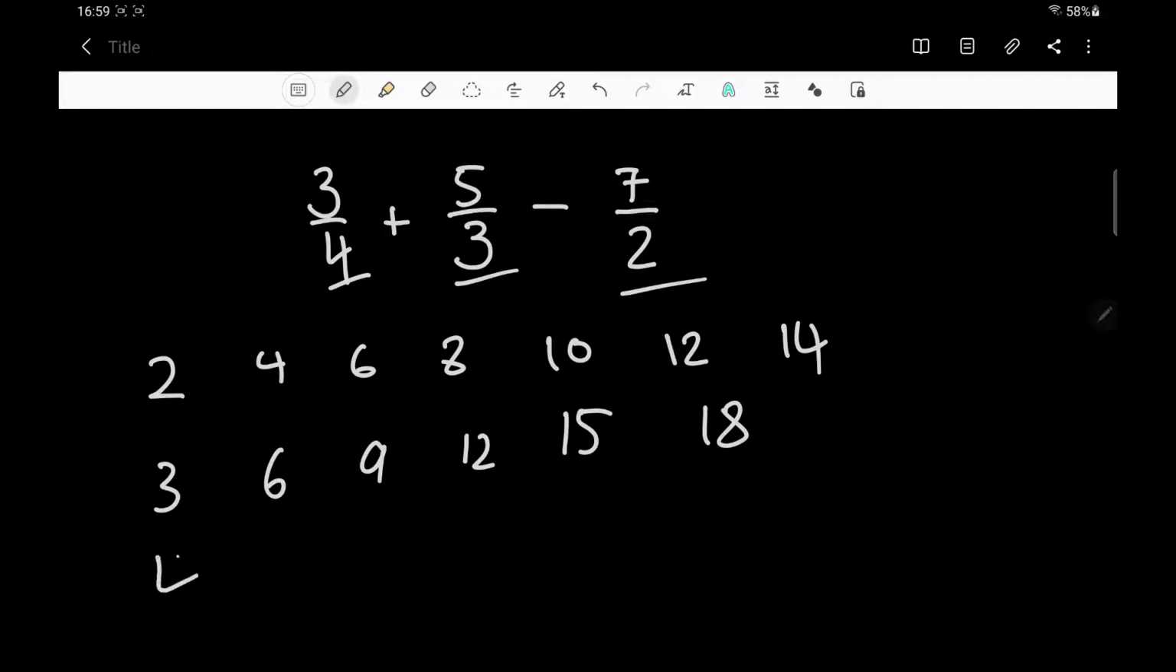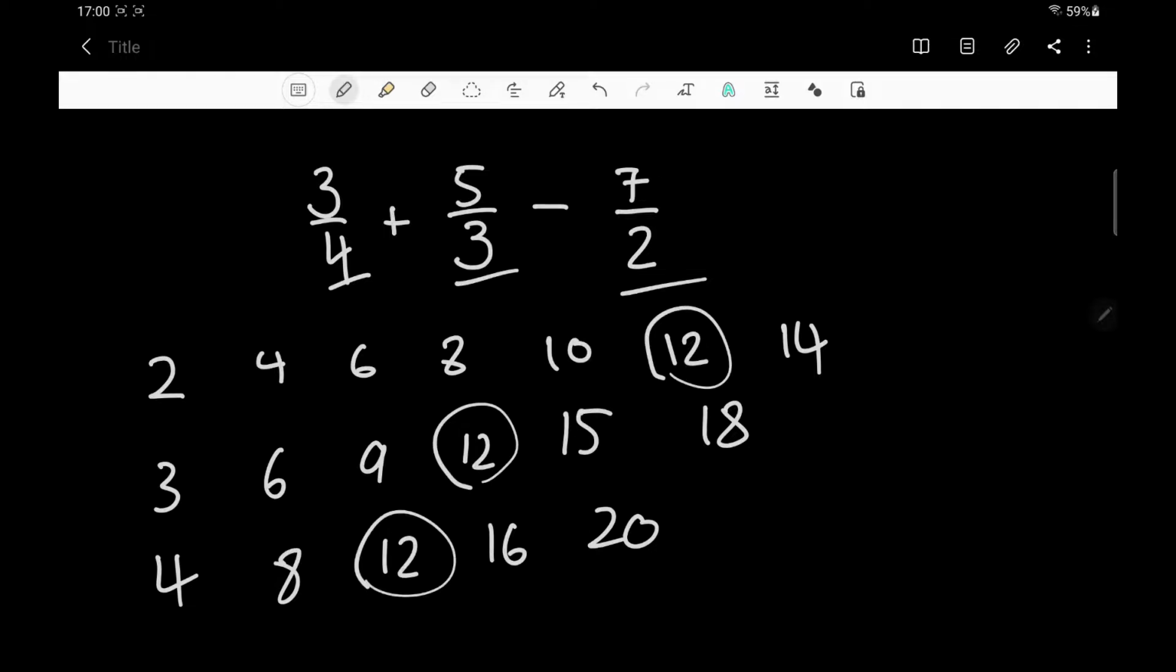So for the 4: 8, 12, 16, 20. So from here we're going to find a number that is common to all 3 numbers. It also should be the least, which is going to be 12, because we only have 12 in these numbers. So the least common multiple is 12. 12 is common to 2, 3, 4, and is the lowest of such numbers. Now granted, 24 is also a common multiple, and if you use 24, you can get the right answer. You just got to simplify at the end.